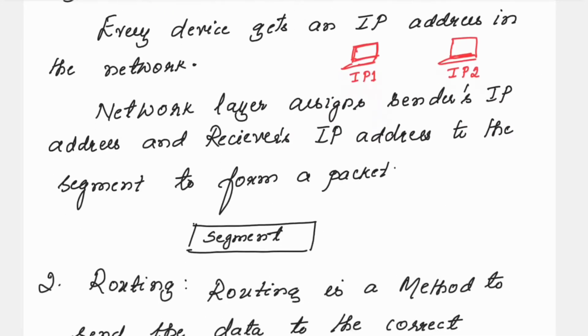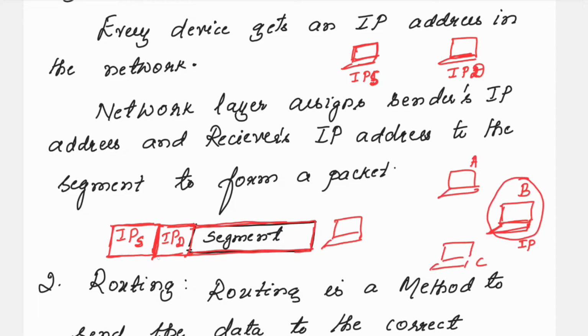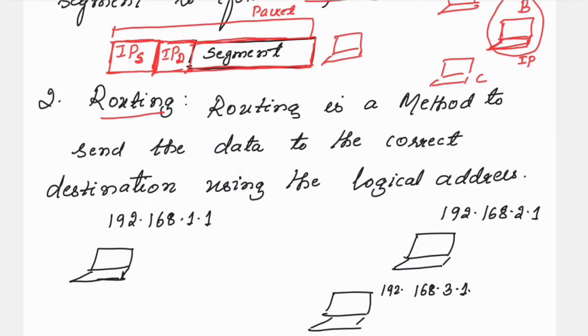Now I can show you with the help of this diagram. This is the segment that was received by the transport layer. The network layer will add the IP address of the sender and the IP address of the receiver, or you can say the IP address of the source, I'll write it as IS, and the IP address of the destination. The moment you add IP addresses, this becomes a packet. Now you have to call the data unit a packet in the network layer. So here I have written: the network layer assigns IP addresses of the sender and the receiver to form a packet. The next important functionality is the routing.